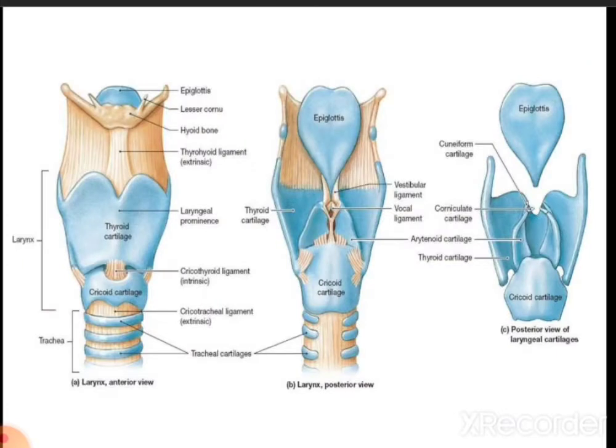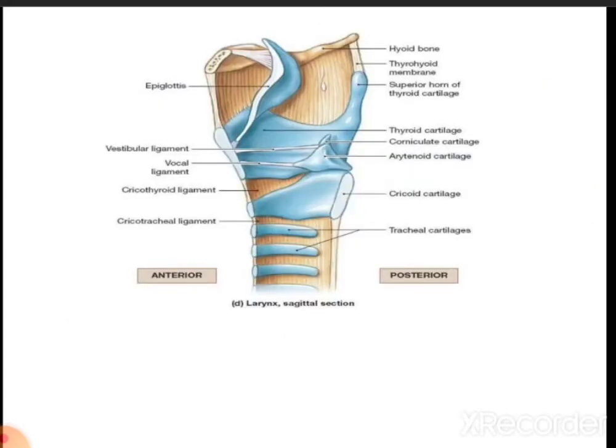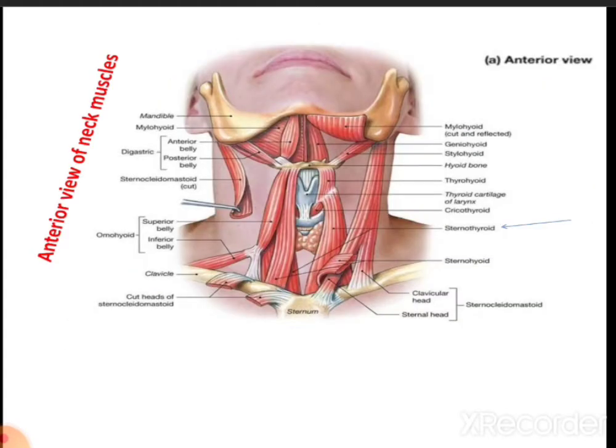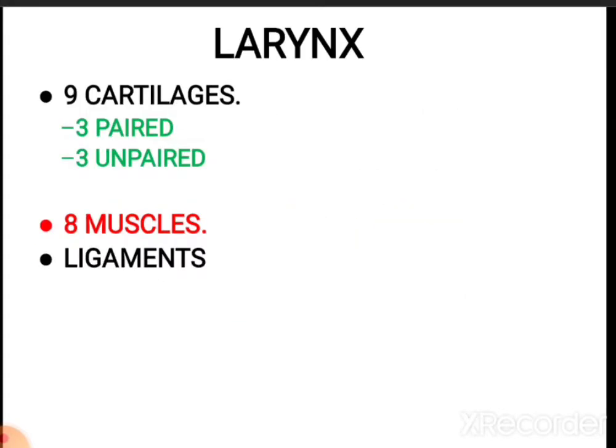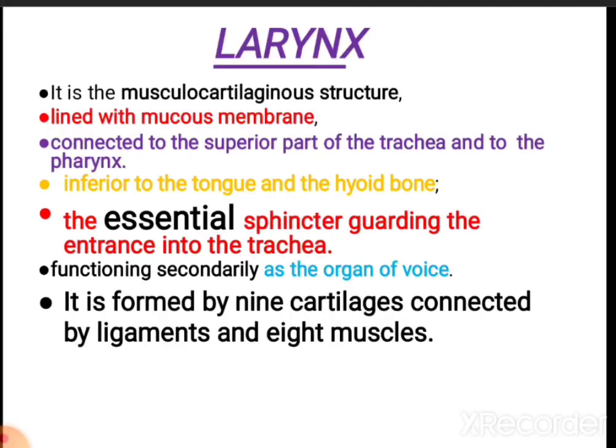So, this is the larynx, the anterior posterior view of the larynx. This is the lateral view of the larynx, and these are the musculatures on the anterior side of the larynx. Now, the laryngeal anatomy. In the larynx, we have 9 cartilages, 3 paired and 3 unpaired, 8 muscles, and ligaments. The larynx is a musculocartilaginous structure. It is lined with mucous membrane.